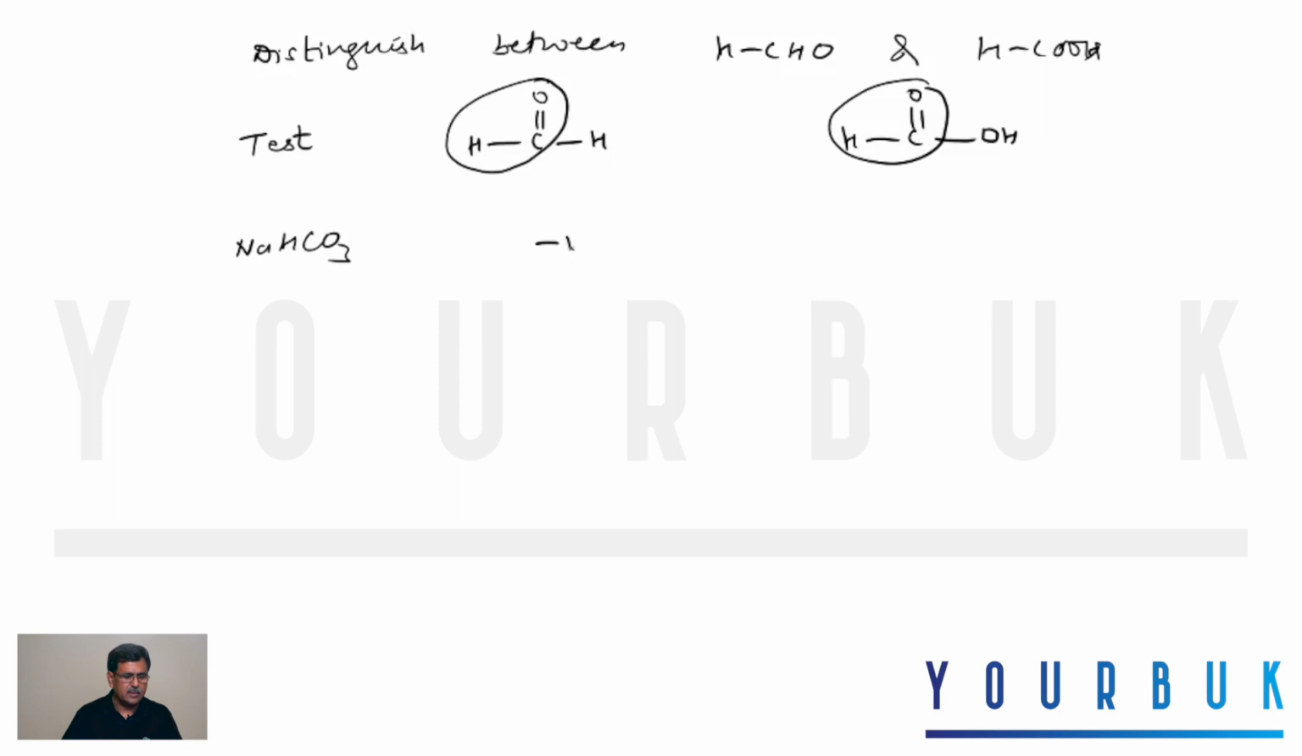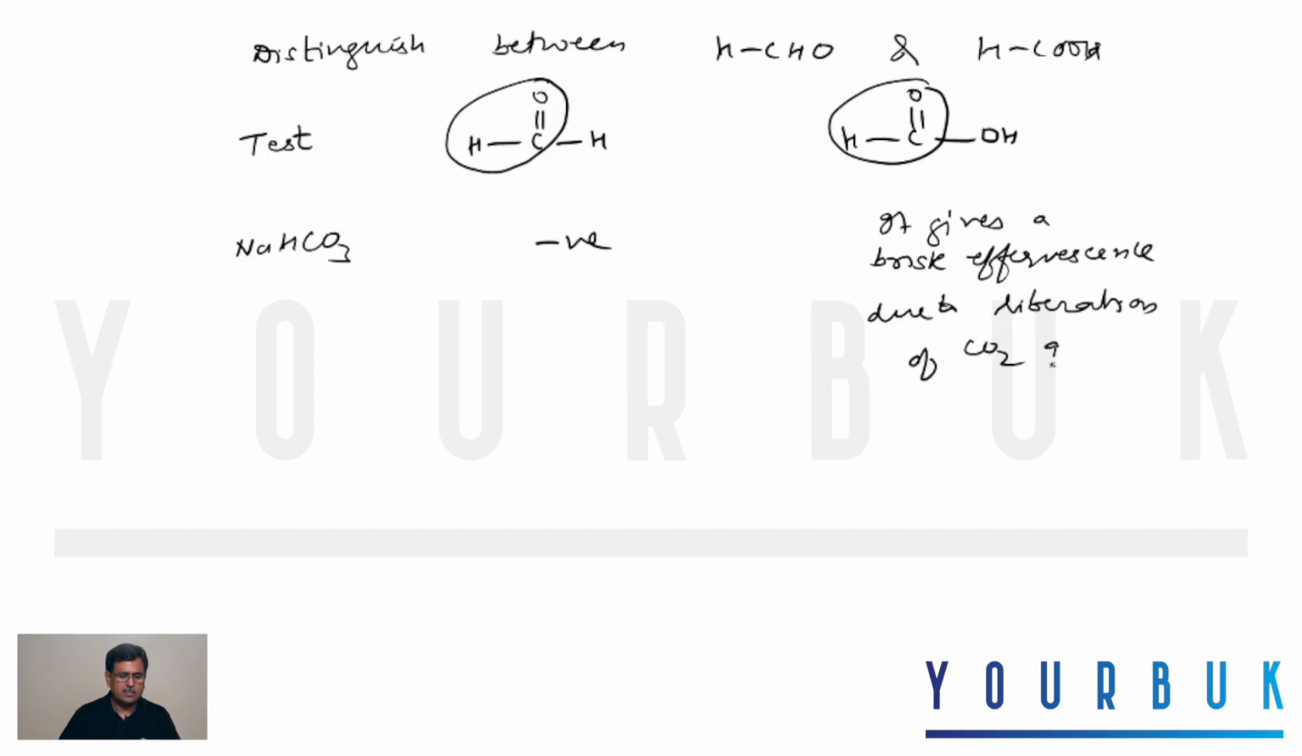Methanol does not react, negative test, while methanoic acid gives a brisk effervescence. So whenever one of the compounds is a carboxylic acid, you prefer sodium bicarbonate. It gives a brisk effervescence due to the liberation of CO2 gas. So this is the first category of reaction, and these reactions only prove that the carboxylic acids are acidic in nature.